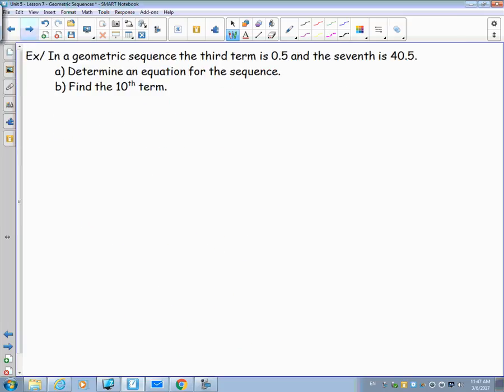And last thing, in a geometric sequence, the third term is 0.5 and the seventh is 40.5. Find an equation for this sequence. So what do we know? We know that U3 is 0.5, and we know that U7 is 40.5. Now, because they're not consecutive, I can't find out R directly, but I can solve for it.